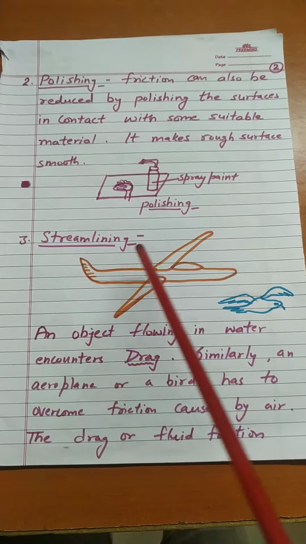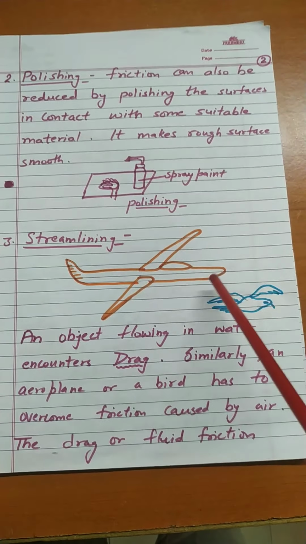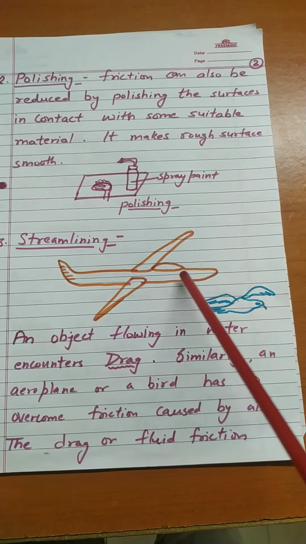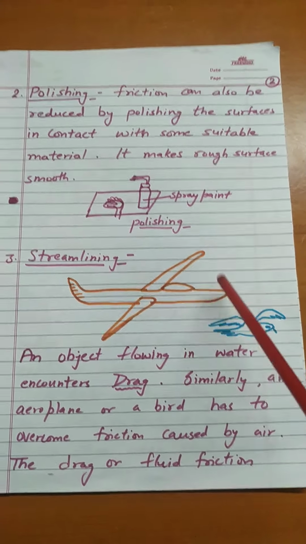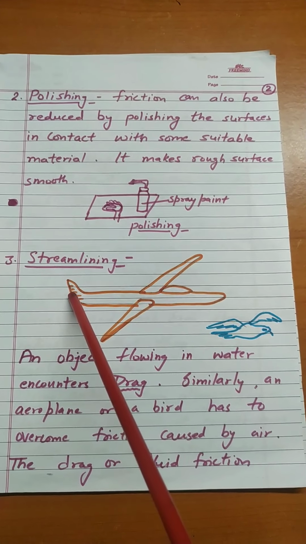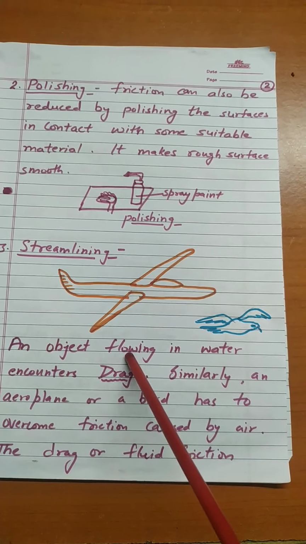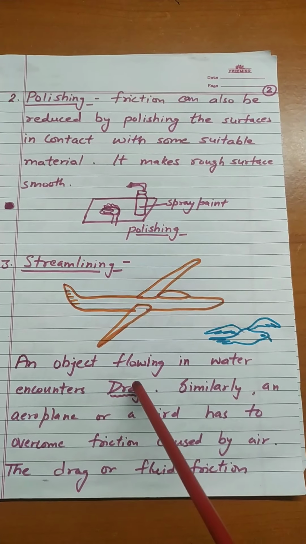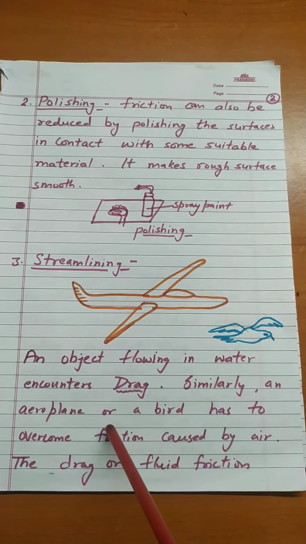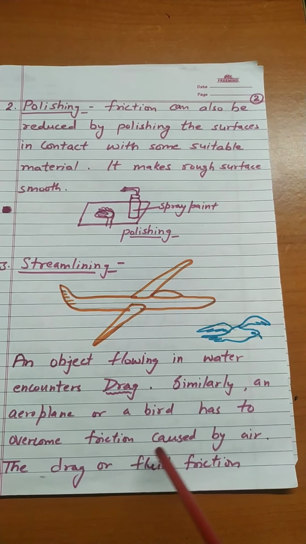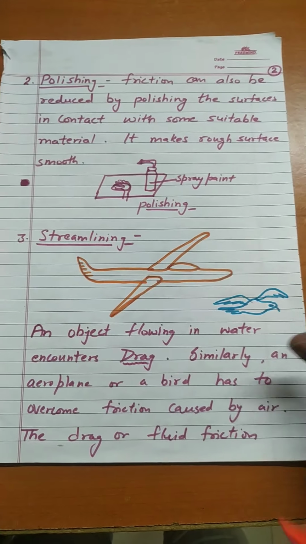Next is streamlining. You must have seen aeroplanes or birds. They are of streamlined shape. Streamlined means at the front side they are pointed and the back side also is pointed. An object flowing in water encounters drag. Drag is what? Fluid friction. Similarly, an aeroplane or a bird has to overcome friction caused by air, the drag or fluid friction.